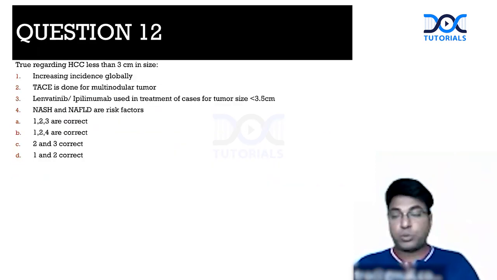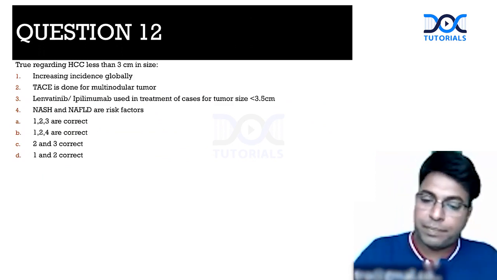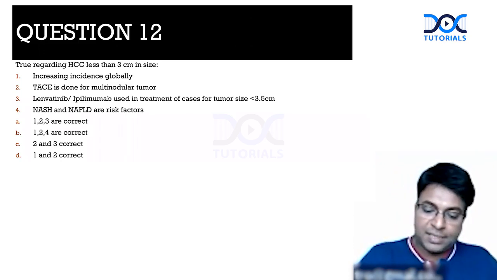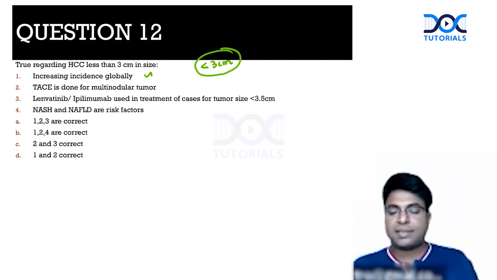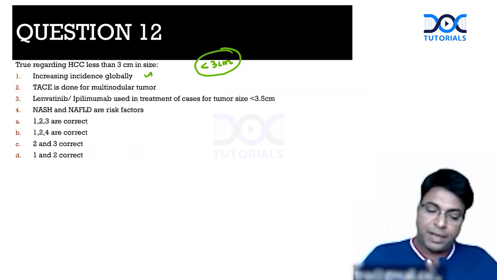So now there is a question from vascular surgery. Now there is a question from liver, a new question from liver. So totally new, so far not asked in the exam. Increasing incidence globally. HCC tumor less than 3 centimeter. There is a tumor of hepatocellular cancer less than 3 centimeter. Yes, it is increasing globally because of B virus and C virus and cirrhosis.